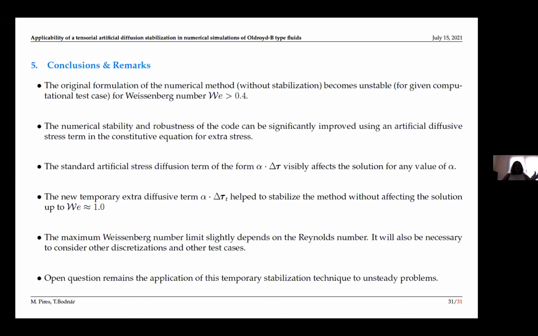independent of alpha. So we can conclude that the original formulation without stabilization becomes unstable for small Weissenberg numbers. So we need to introduce some stabilization to obtain solutions. And the standard stabilization, in fact, gives stable solutions, but not for the original problem. And we improve a little bit on this without changing the solution, and we continue this work to try to identify some limitations and improve our method. Thank you very much for your attention.